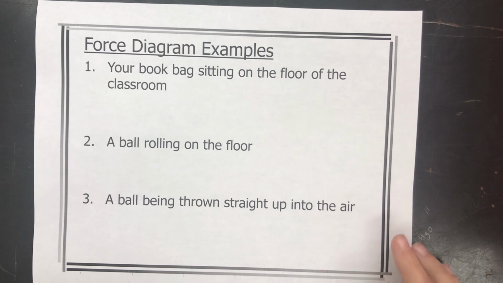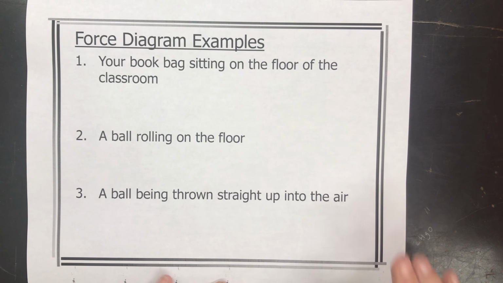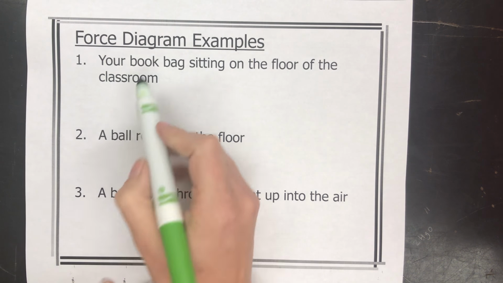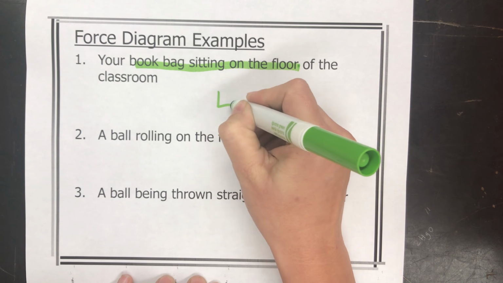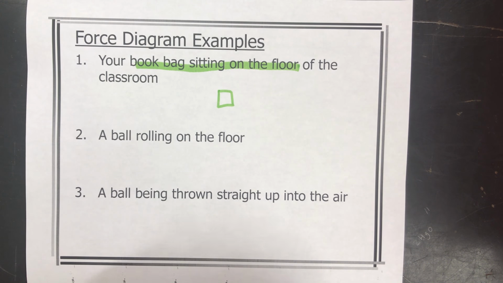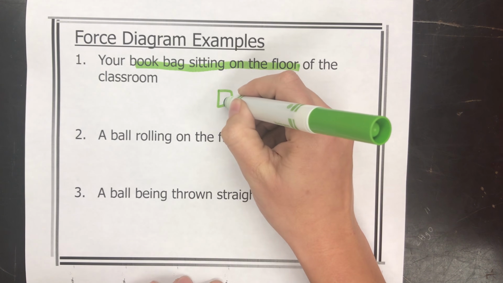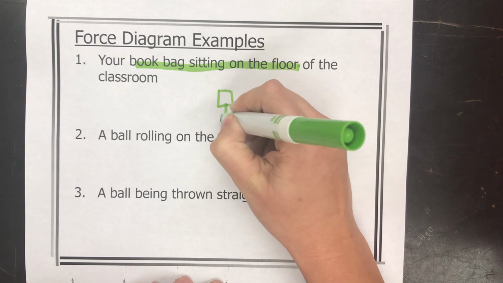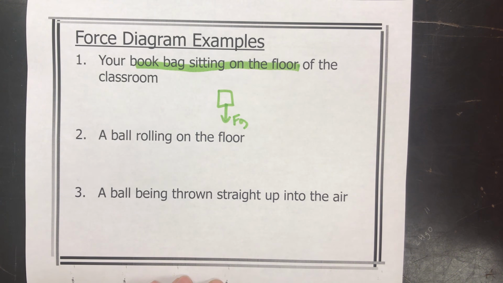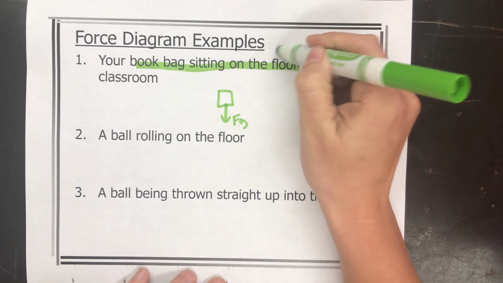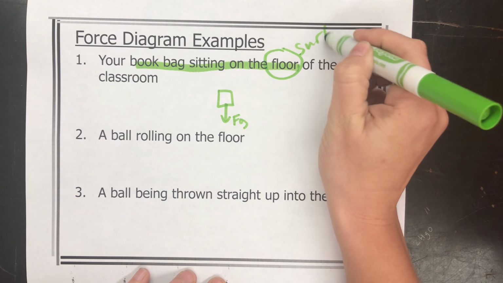Okay, now this one is going to be a little bit tricky. This is where you have to draw your own based on the scenario. So here, a book bag sitting on the floor of the classroom. So again, you just draw a box. Now you have to think about what forces are acting on your book bag. You're not touching it, it's just sitting there. So first thing you need to know is everything has gravity. So you're always going to draw FG going down. FG stands for gravity.